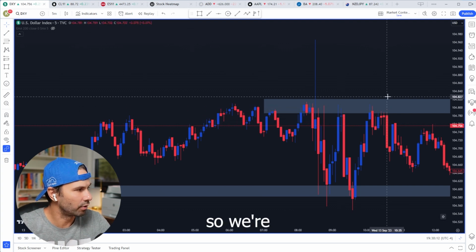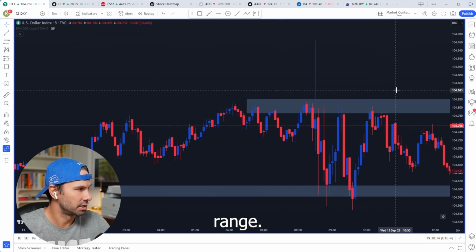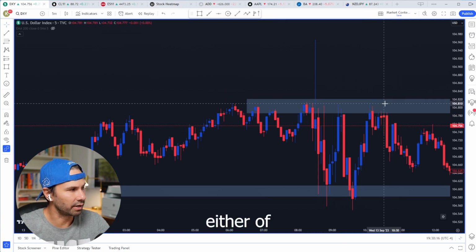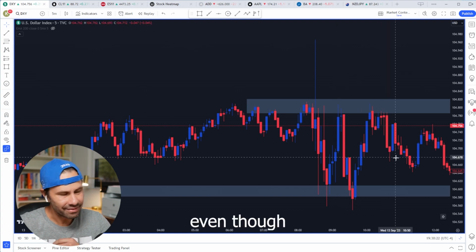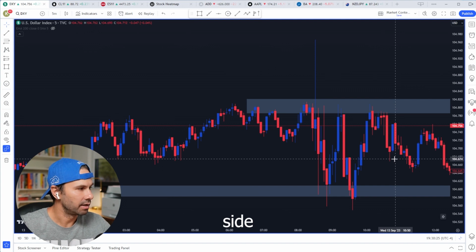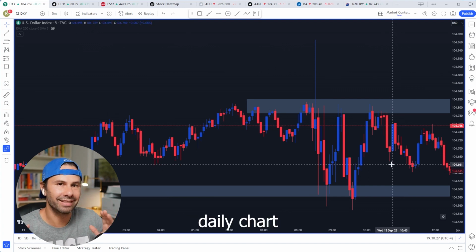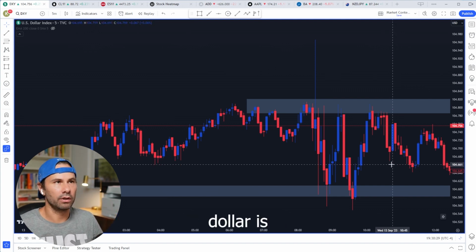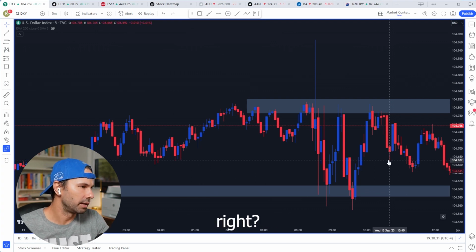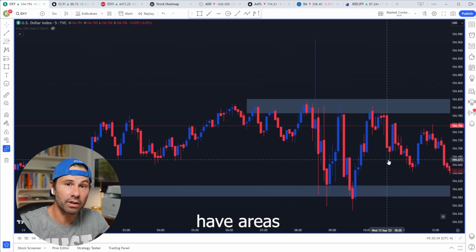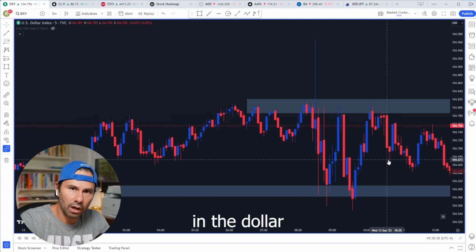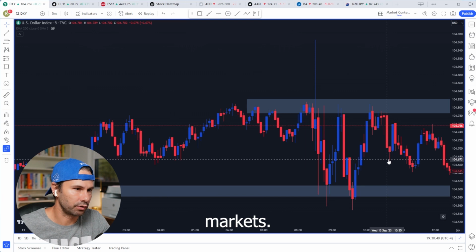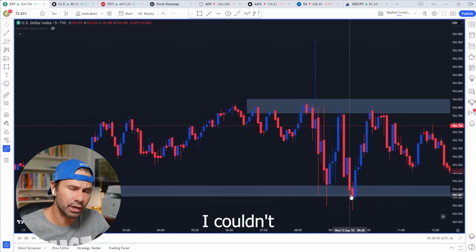So I said, all right, so we're establishing a range. So next time the dollar is at either of these levels, I could try the long or the short. Even though I was biased to the short side, because the daily chart on the dollar is long bias, right? That's the default mode. And I have areas to short in the equity markets. That's another thing. You need to have location in the dollar and you need to have location in the equity markets.